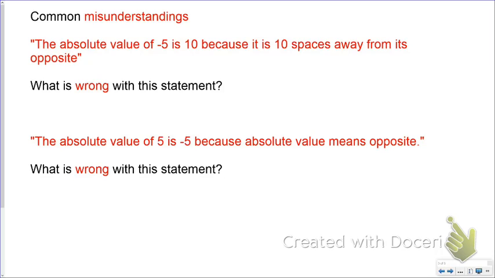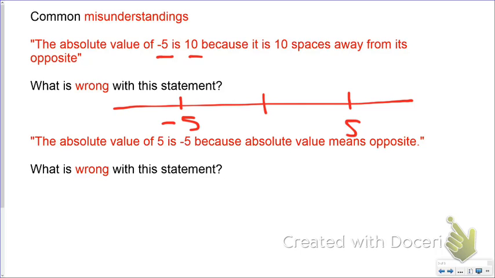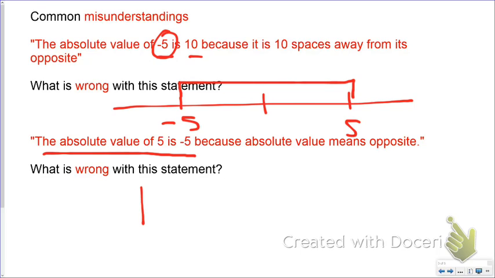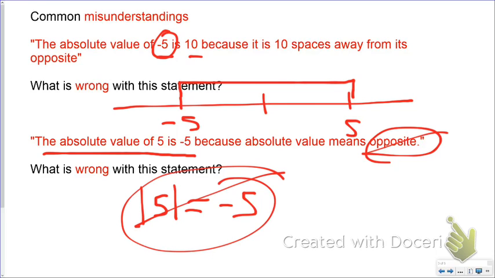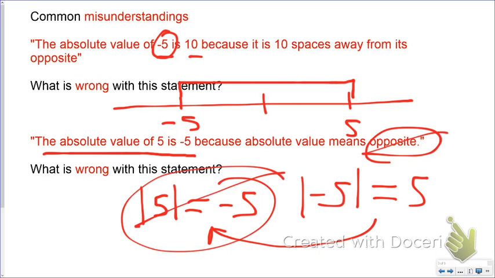To just address some common misunderstandings, some students thought, this is what we've seen in years past, that the absolute value of -5 is 10, because as they were looking at this, they thought that the absolute value was the distance away from its opposite, but that is not true. Okay, so the absolute value of -5 would just be 5. Another thing that a lot of students believe is they say the absolute value of 5 is -5 because they think that the absolute value means opposite, but that is not what the absolute value means. A lot of students saw this and thought, oh, the absolute value of -5 is 5. That must mean that the opposite is true. But that's not true. You want to watch that carefully.